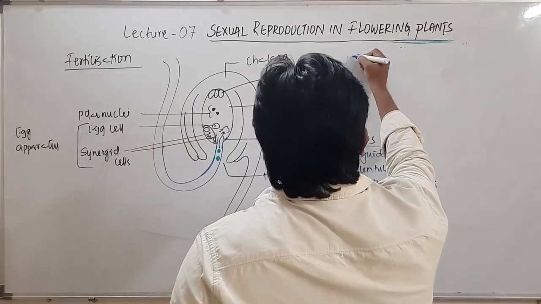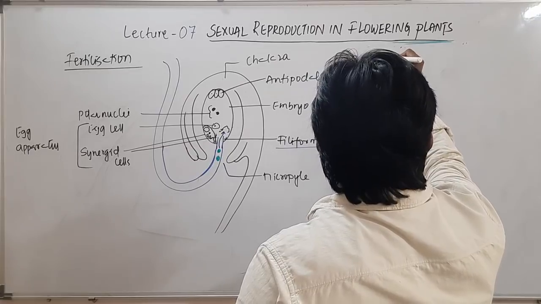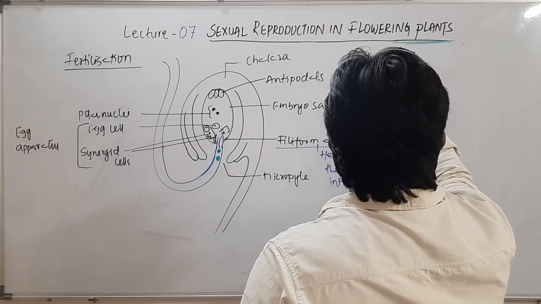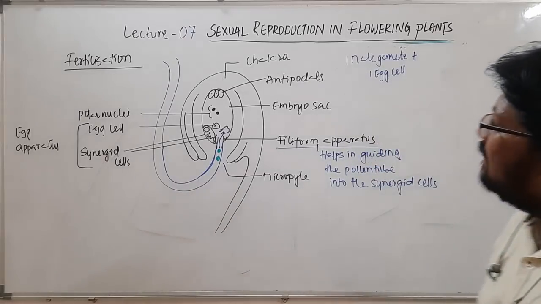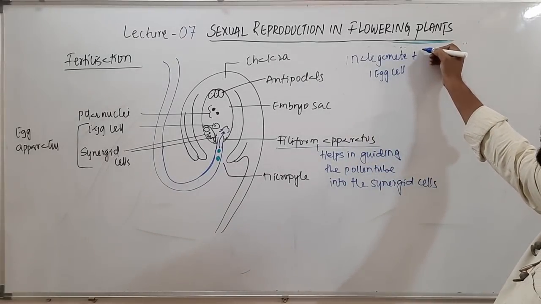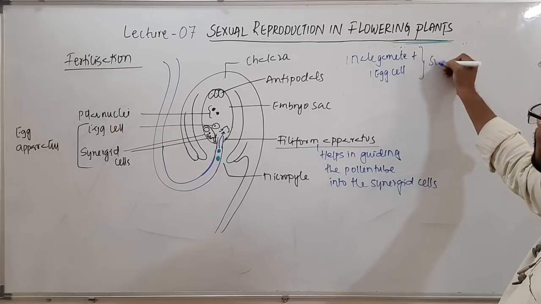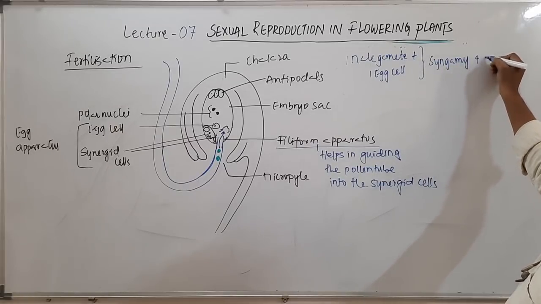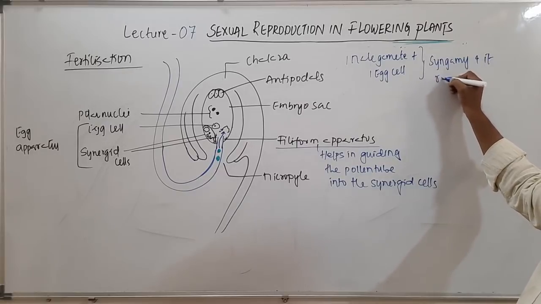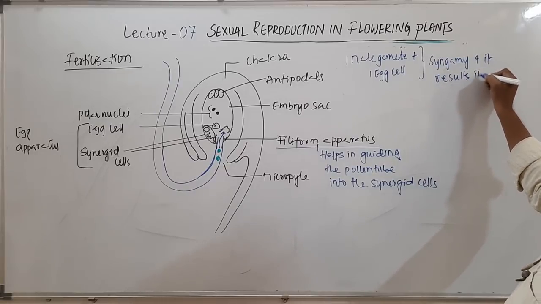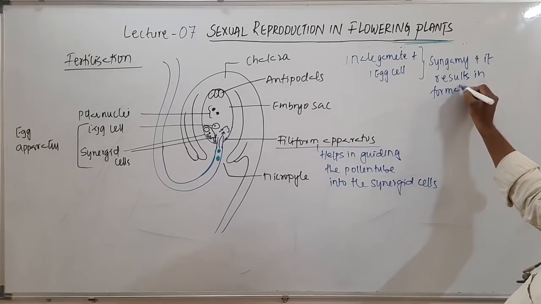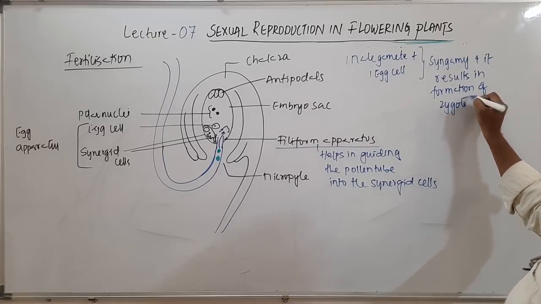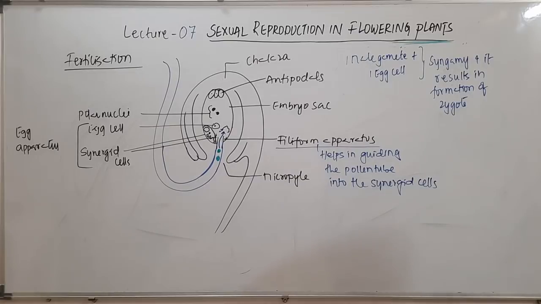cell. So one male gamete plus one egg cell. Their fusion is what we call syngamy, and it results in the formation of zygote.